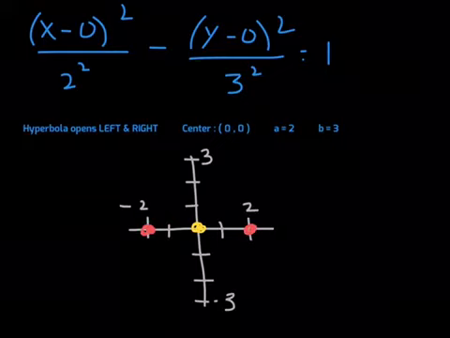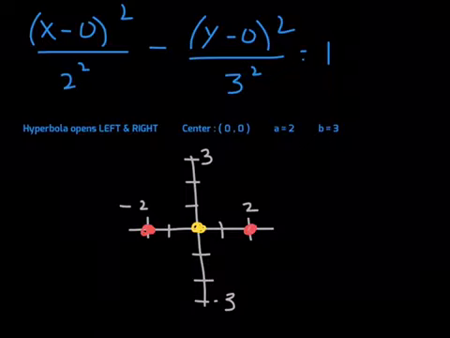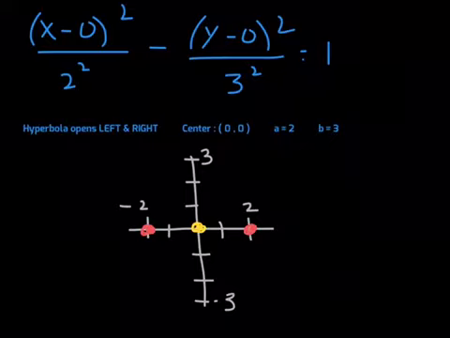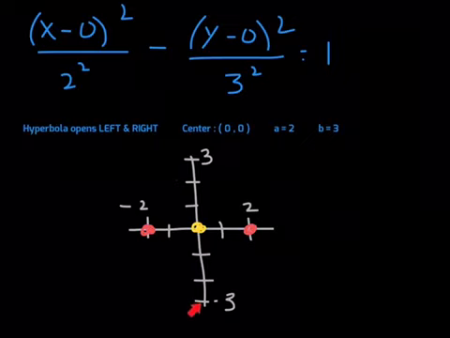Okay, now watch what I do with the distance of B equal to 3. Watch what I do here. What I'm going to do is from my center, I'm going to move up 3 units, and I'm going to move down 3 units, okay?